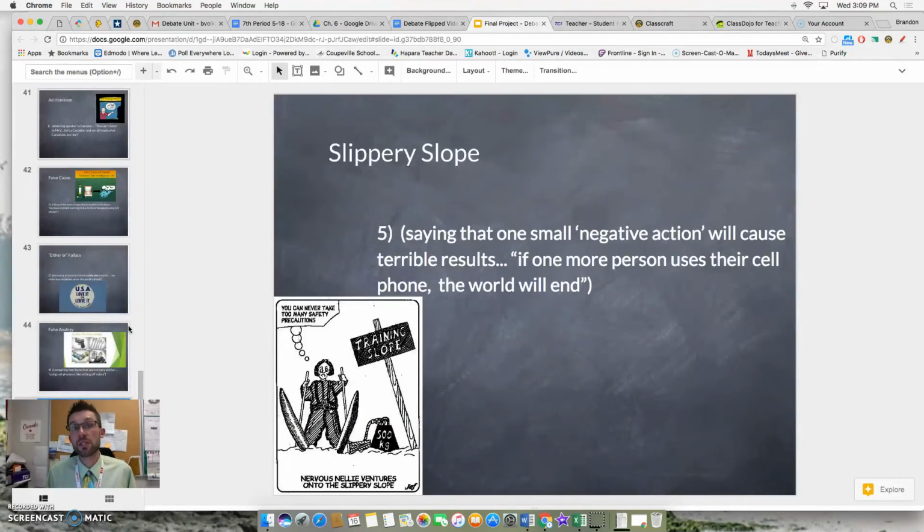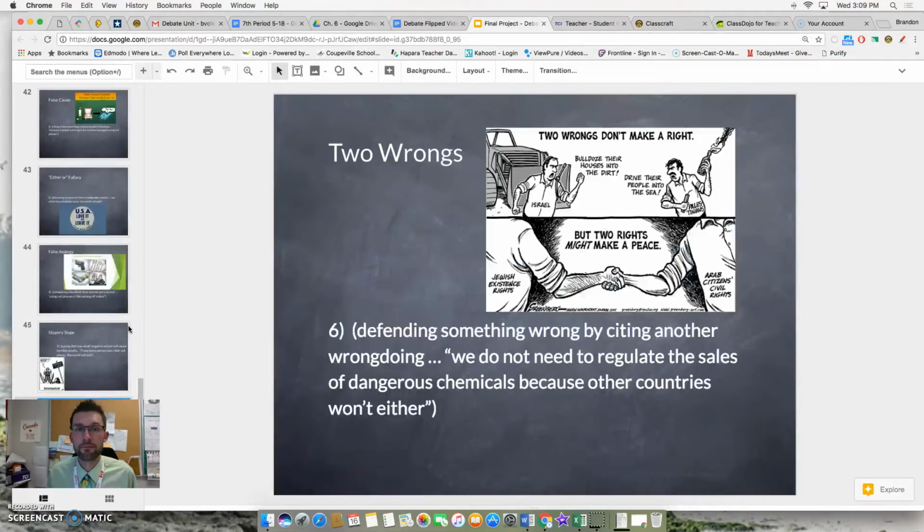Then we have the slippery slope fallacy. This is saying that one small negative action will cause a big, terrible result. So you might have someone say, if one more person uses their cell phone, the world will end. So I hope you see the fallacy in that as well. Again, another error in judgment is thinking that something small is going to create something huge. Make a mountain out of a molehill. That's what a slippery slope is.